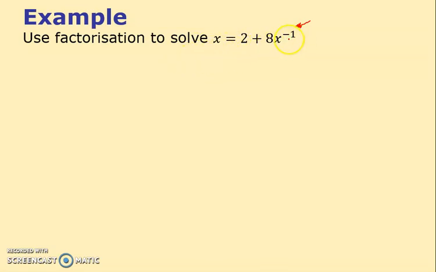So I don't like this with x to the minus 1. How about I change that? You should know that that means 8 over x. Because x to the minus 1 is the same as 1 divided by x. So if I've got 8 of them, it's 8 over x. Doesn't look like a quadratic yet. I have got this fraction. I don't like the fraction, so I'm going to times everything by x.